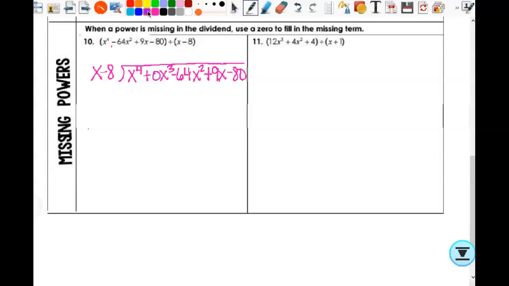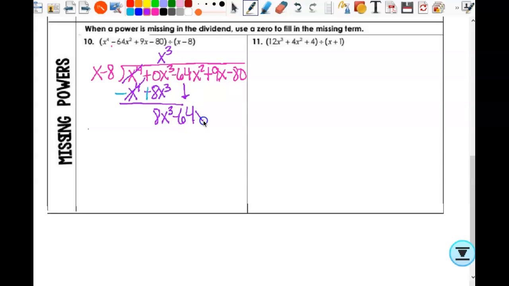But all right, so x to the fourth divided by x is x cubed. So I put it above my x cubed term. Then this gives me x to the fourth minus 8x cubed. I go through and I change the signs. These zero out. So 0x cubed plus 8x cubed is 8x cubed. I bring down my negative 64x squared. Okay. So then 8x cubed divided by x is 8x squared.